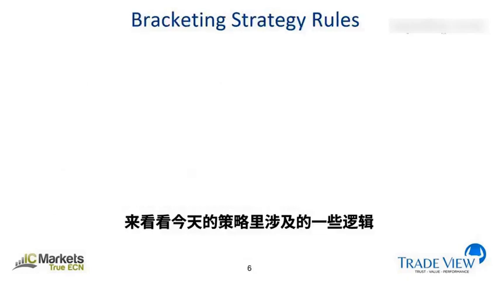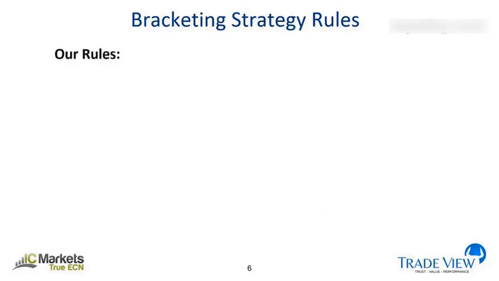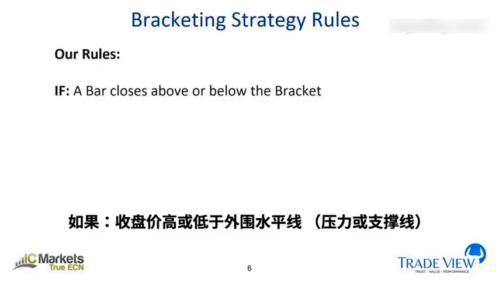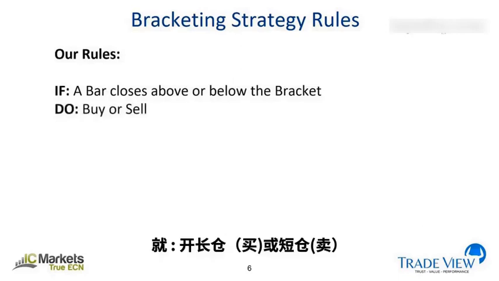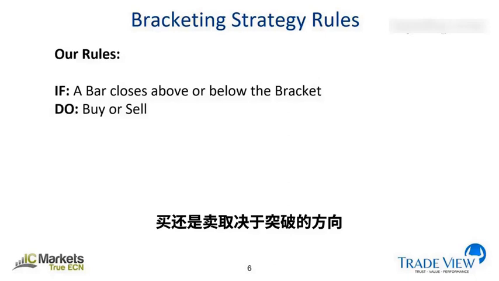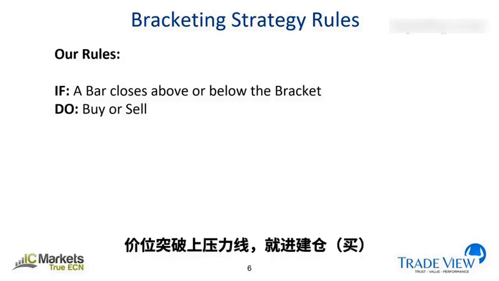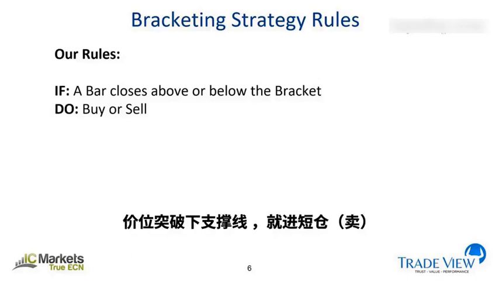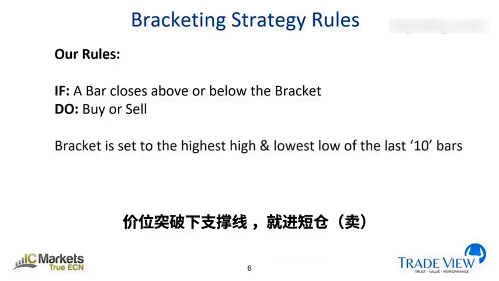Alright, so let's have a look at the rules of the strategy. So our rules are, if a bar closes above or below the bracket, then we're going to buy or sell, depending on which side it breaks. So again, a break to the upside is a buy, and a break to the downside is a sell.